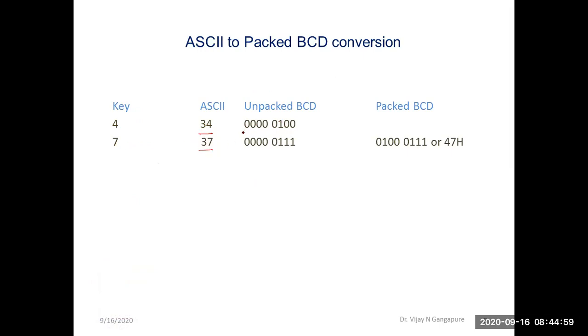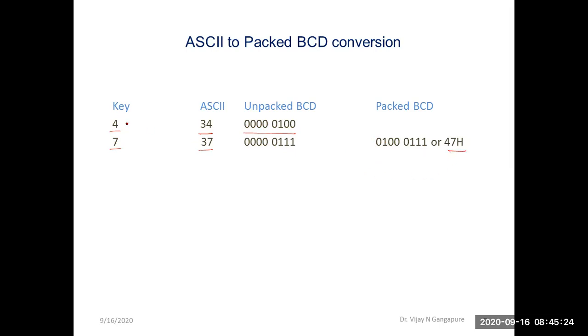So its unpacked BCD conversion for key number 4 is 00000100, and for the 7 key its unpacked BCD is 00000111. Okay, so ultimately what we want is 47.